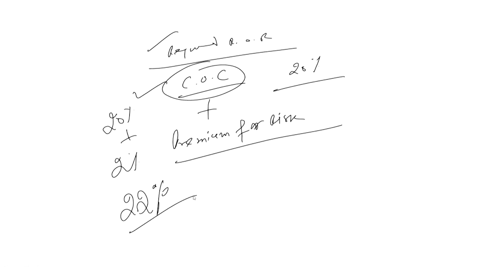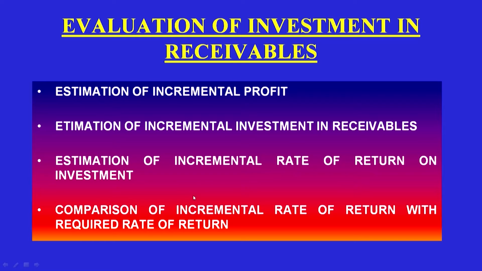So in this case, when we compare the incremental rate of return with the required rate of return, the incremental rate of return available from the business by selling on credit should be compared with the required rate of return, and the required rate of return should not be only the opportunity cost of capital, plus some premium for the risk we are going to take. So if the opportunity cost is 20%, the premium should be at least 2%, that is a reward for the risk.